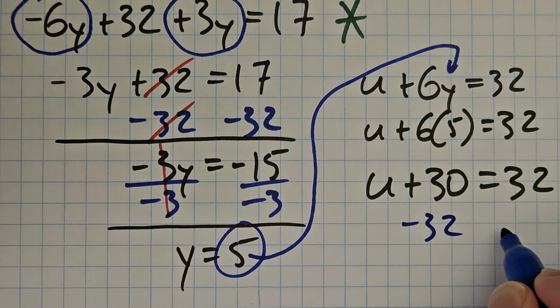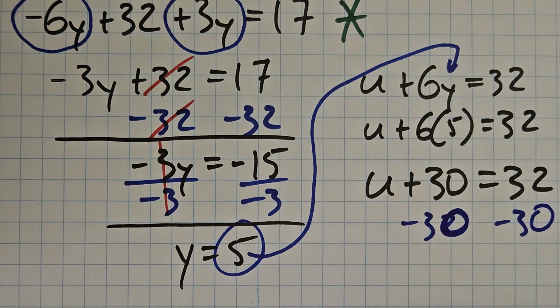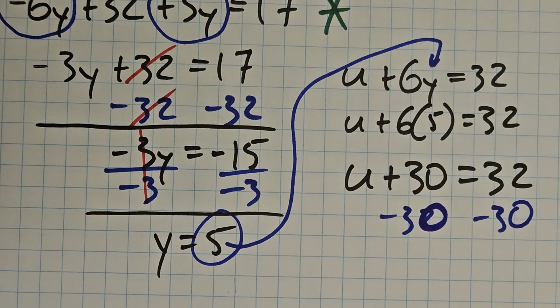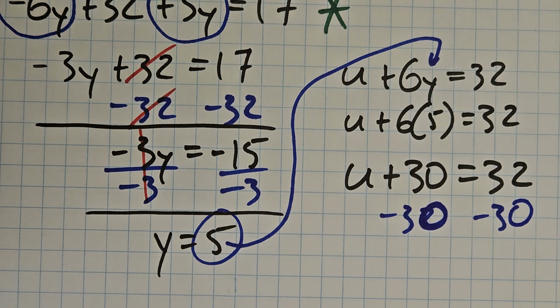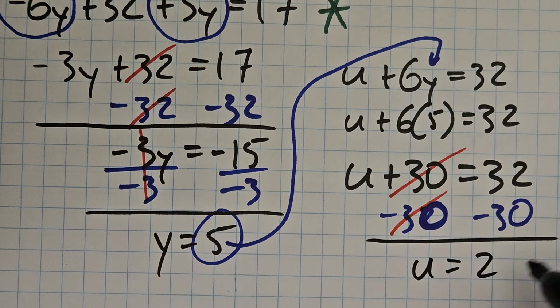And subtract 32. Oh, not 32. Subtract 30. That's why you should be using a pencil at home. Subtract 30 from both sides to move my constants to the right, and I get u equals 2.